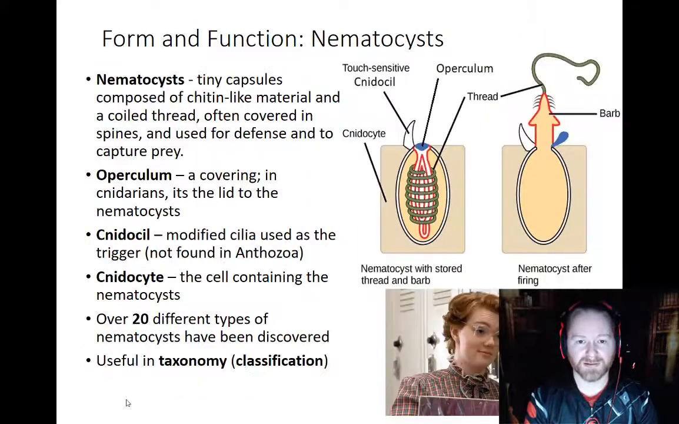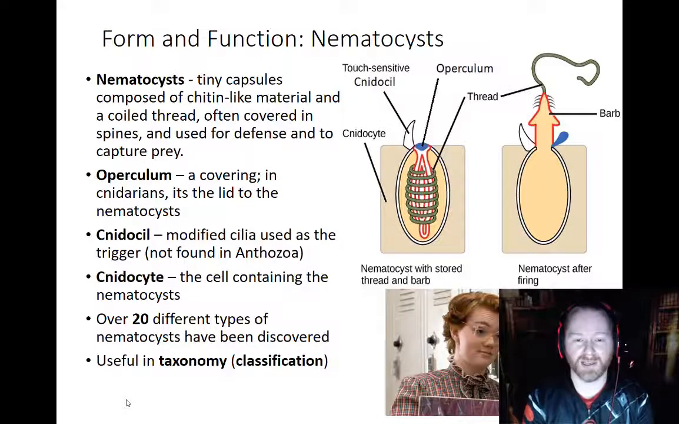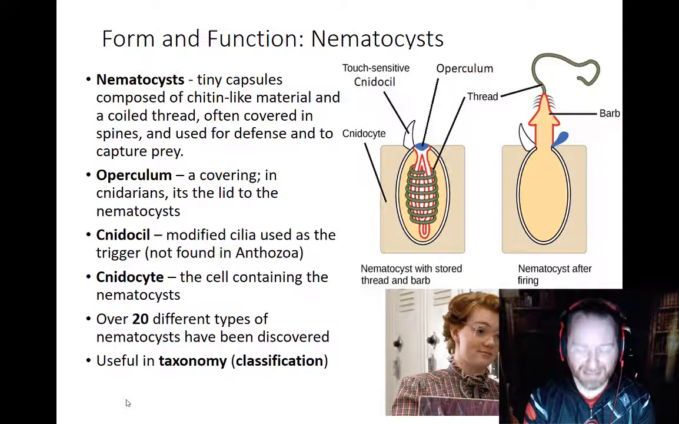All right. Now let's talk about the nematocysts. This is a cool part. This is another feature of their anatomy that pretty much all cnidarians share. And the nematocyst, a fun word to say first of all, is essentially the stinging cell, right?